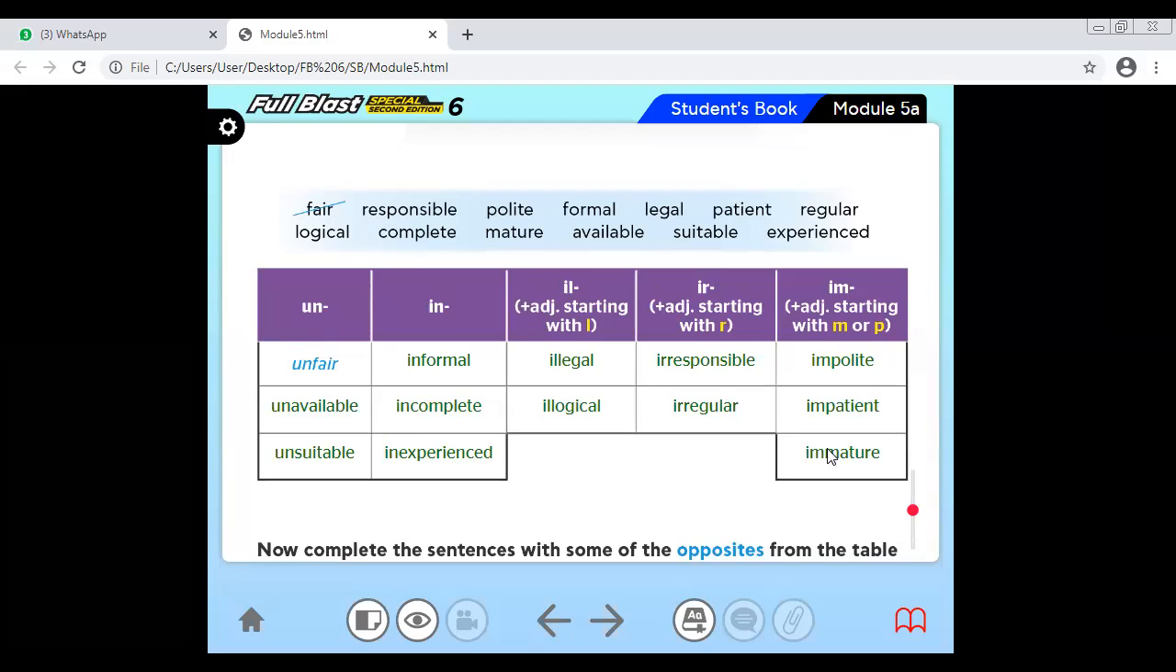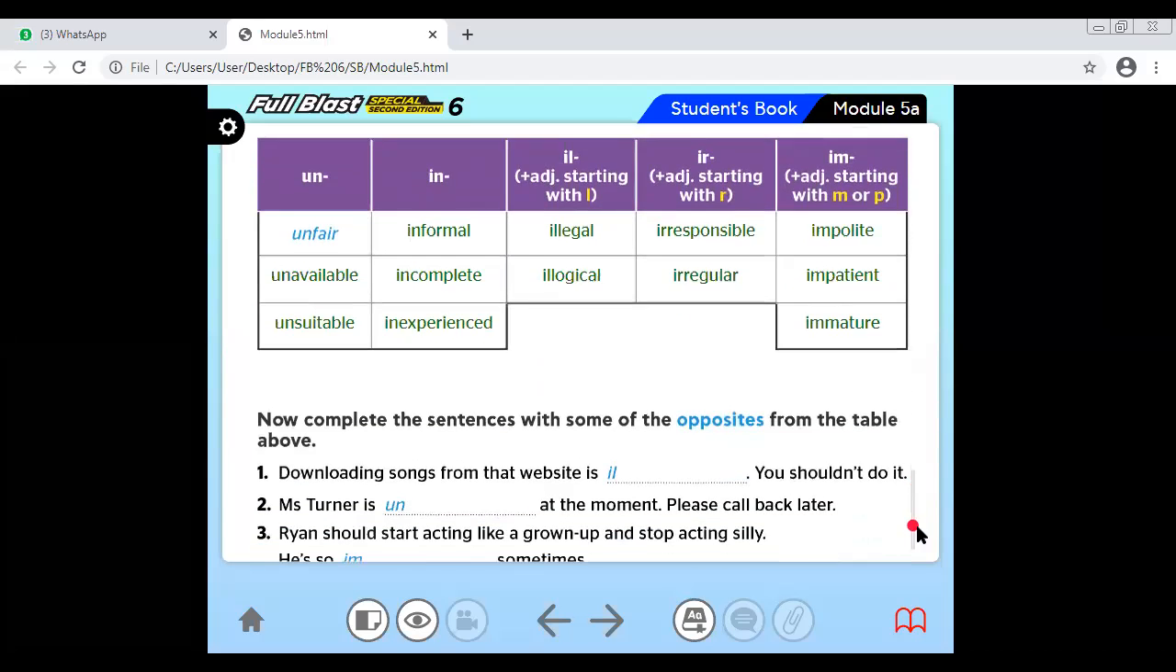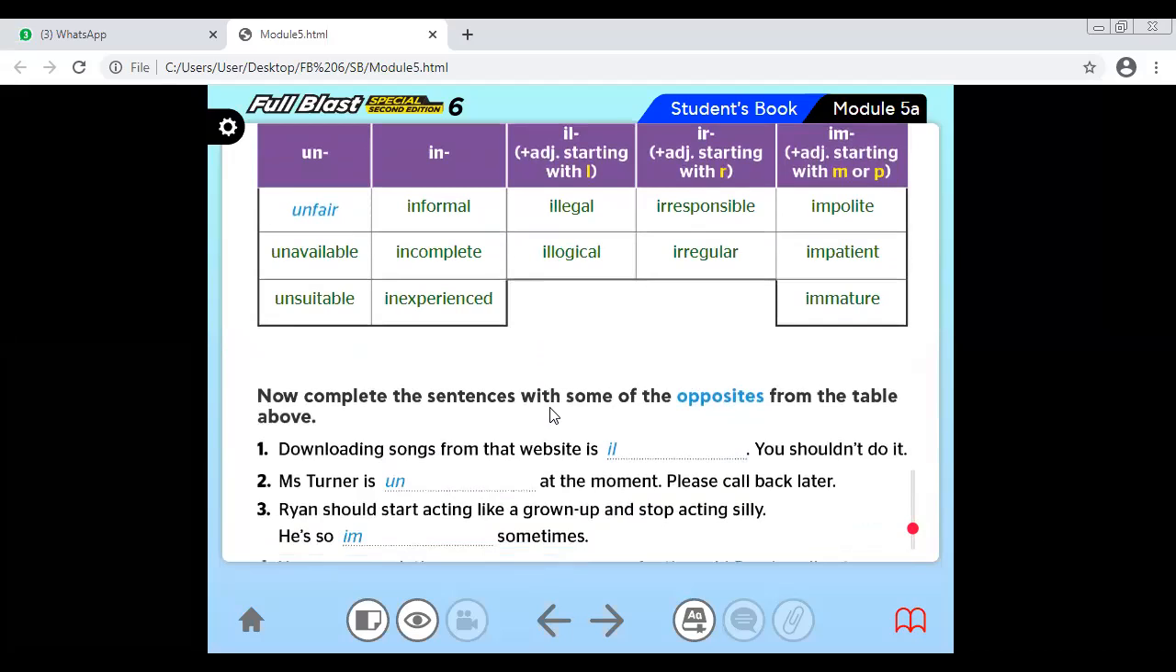Have you finished? Yes. Okay. Now complete the sentences with some of the opposites from the table above. We will complete from the table above. Who wants to read and answer? I'm going to choose Noor. Read, Noor. Downloading songs from the website is ill... You shouldn't do it. Is what? From the table. It's not allowed. Illegal. Well done. Illegal, it's not allowed by law.